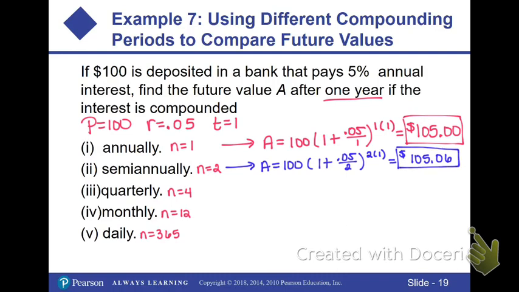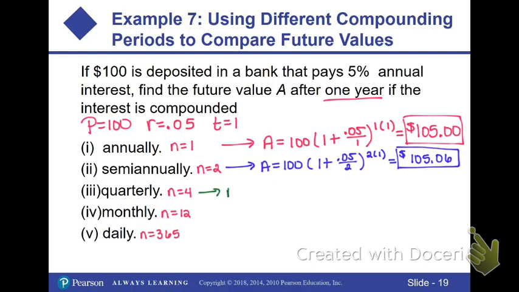Notice our numbers aren't drastically changing here. The more times it is compounded per year, the more money that you will earn or you will pay, whichever way it's going. In this case, it would be the amount you're earning. But it's not a huge difference. So if you end up with one that's drastic, you better reevaluate it.